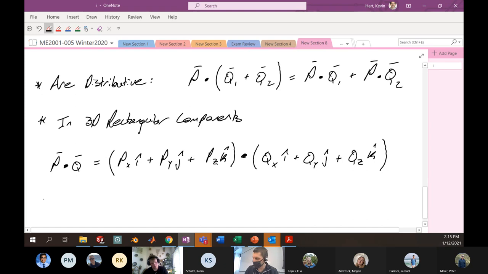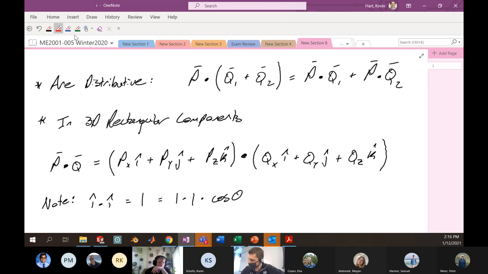We'll also make a note that something like i hat dotted with i hat is going to be equal to 1. This is a little bit different than the cross product because this dotted with this, both of them have magnitude of 1. So we'll just remind you that this is like 1 times 1 times the cosine of the angle between them, which is 0. And the cosine of 0 obviously is 1. So that's how i dot i is equal to 1.